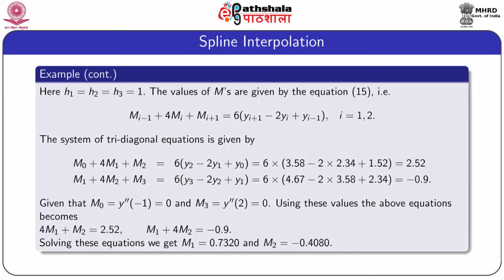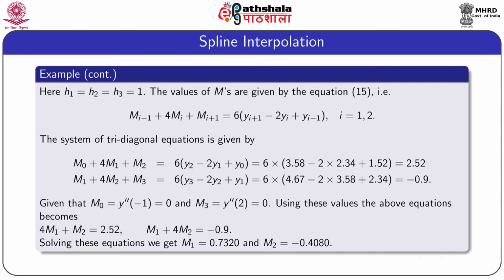So, the system of tridiagonal equations is given by, for i equal to 1, the first equation is m0 plus 4 m1 plus m2, which is equal to 6 into y2 minus 2 y1 plus y0, and by using the values of y0, y1 and y2, the right hand side becomes 2.52. And for i equal to 2, the second equation is m1 plus 4 m2 plus m3, which is equal to 6 into y3 minus 2 y2 plus y1, and this is equal to minus 0.9 by substituting the values of y1, y2 and y3.